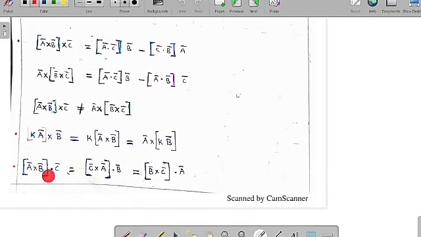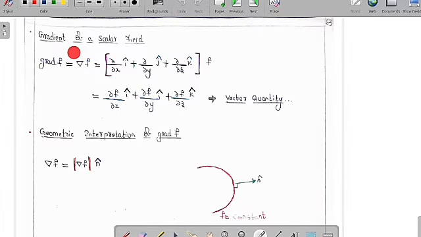So therefore, no matter whatever process you are going to do, you are still going to get the same result. Now I am going to find the gradient of a scalar field. Basically, the gradient of any scalar function will always be perpendicular to the surface, and it will always be in the increasing direction of that surface.